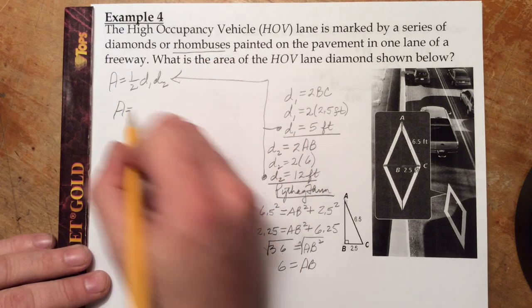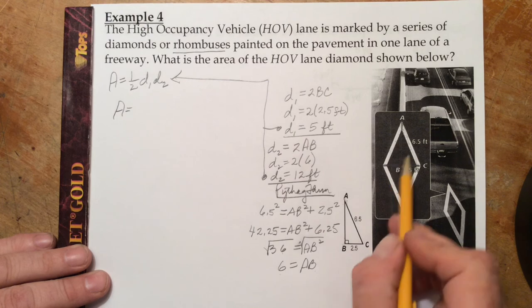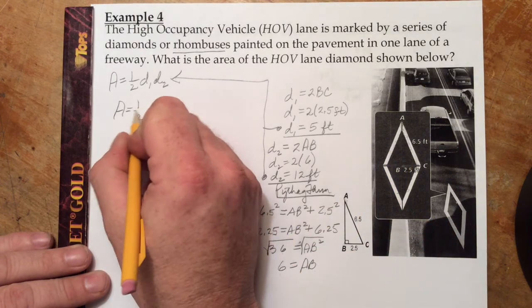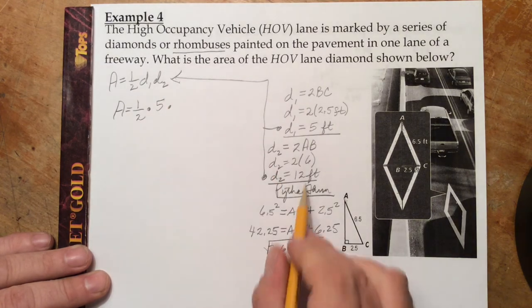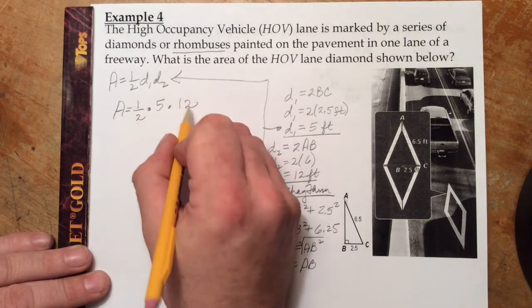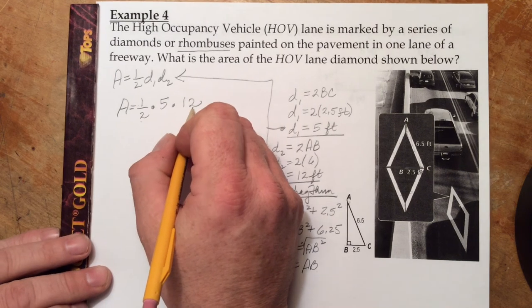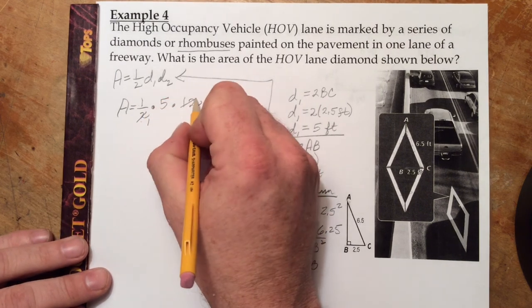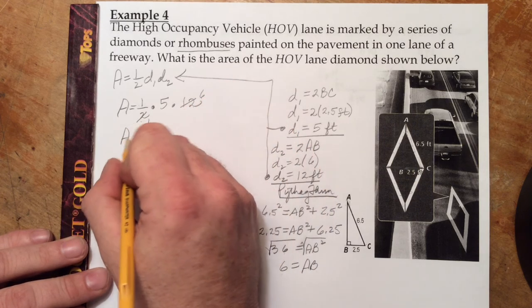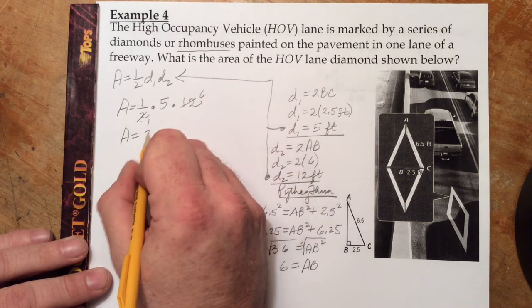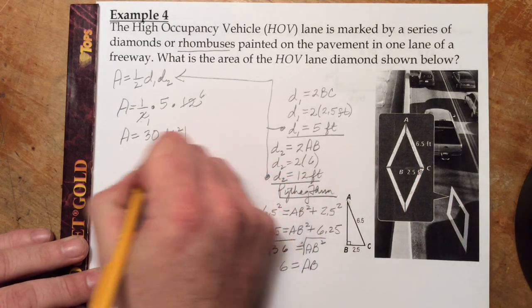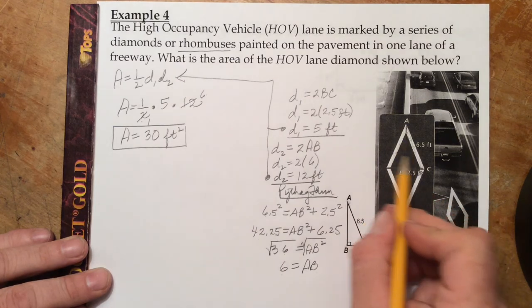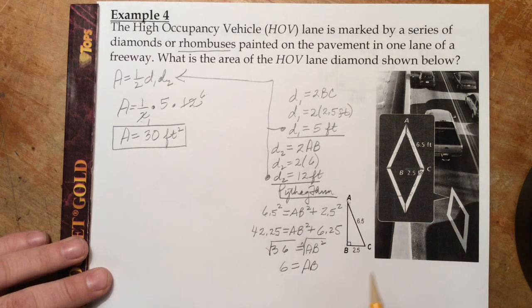So finding the area of the surface inside this rhombus, we have 1/2 times D1, which is 5 feet, times D2, which is 12 feet. 1/2 and 12 will both reduce out. So 2 goes into 2 once, 2 goes into 12 6 times. And the area is 5 times 6, or simply 30 square feet. So there's 30 square feet of surface inside this rhombus on the freeway, the asphalt or the cement, whatever it's made of.